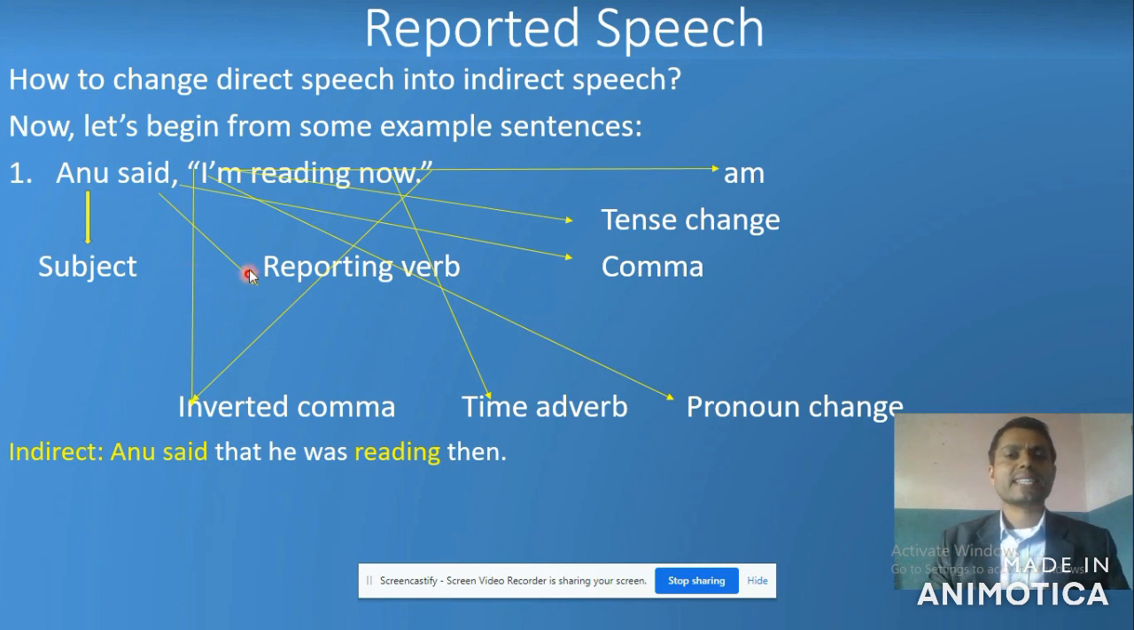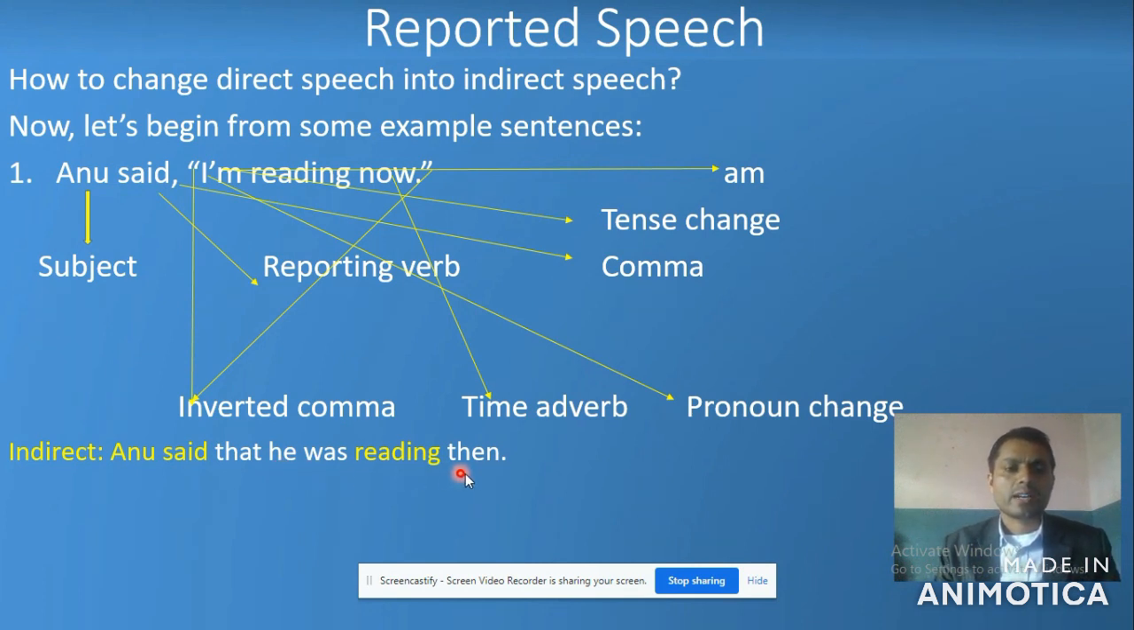While changing this into indirect speech, look here: Anu said that he was reading. Anu said, this is the reporting verb. To replace or remove the comma, we write that. Anu said that he was reading: here I changes into he, am changes into was, and now changes into then. So, my dear students, you have to notice them first, because we have to make these changes while changing from direct into indirect speech.